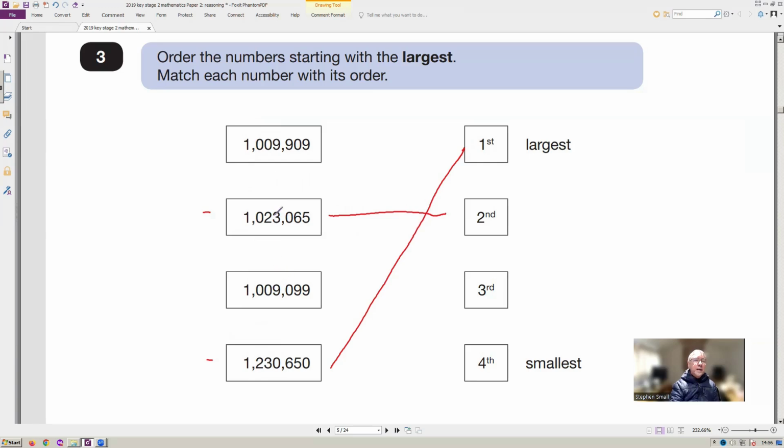Now we look at the third number. We've got a 9 and a 9. So that doesn't differentiate. They're all 1009, 1009. So then we look at the next number. It's a 9 and a 0. So this one's the next largest, and so this one's the smallest. Okay.